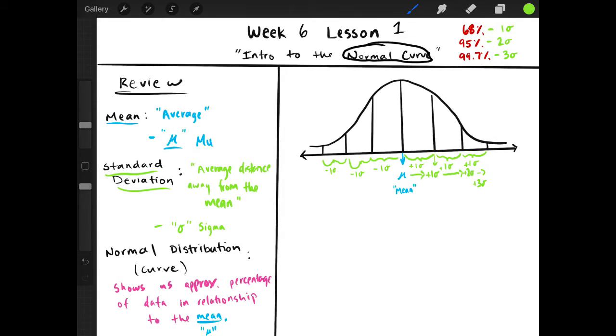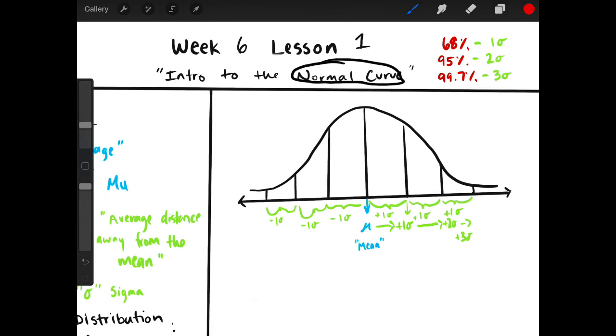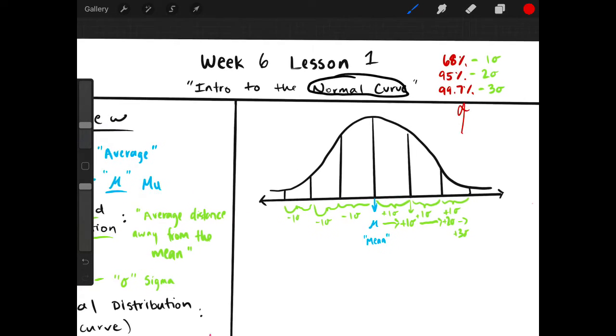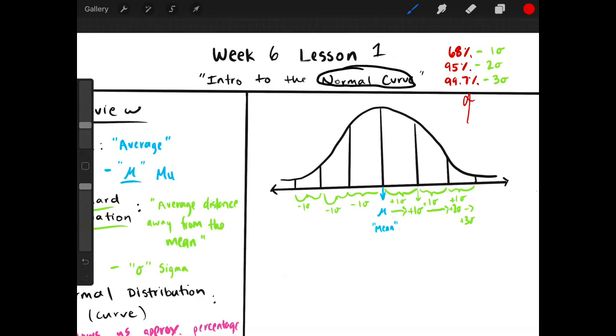Now how that helps us is that if we use that empirical rule that I just talked about up here in the right hand corner, what we know is within 1 standard deviation there's 68% of our data. So within 1 standard deviation means 1 to the right of the mean and 1 to the left. So we're looking at that piece of our curve right there.